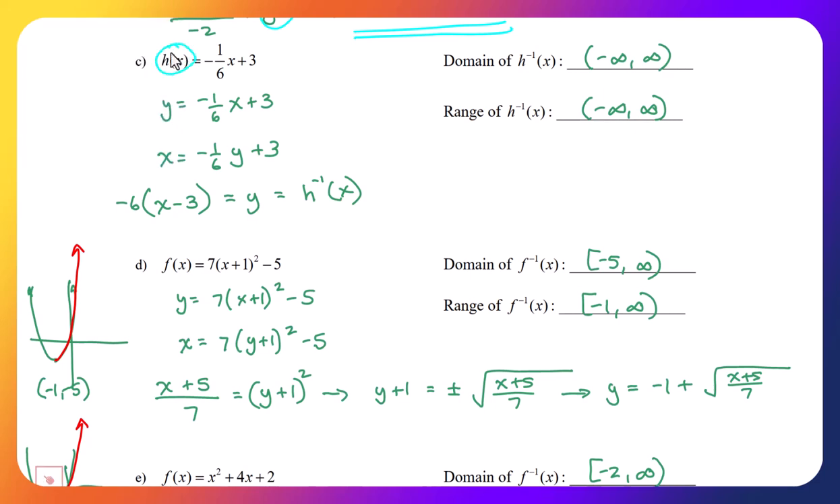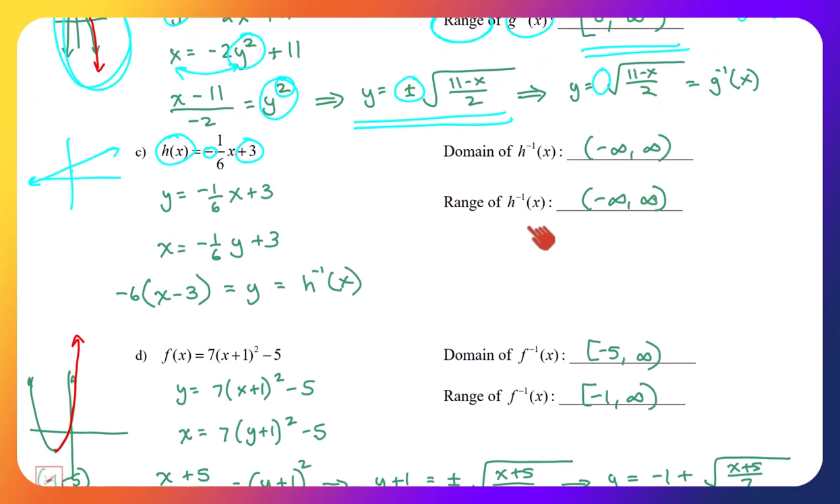This is a line with a negative slope and a y-intercept of 3. How about something like this? Replace, oh, by the way, did you notice, I forgot to mention this, that the new inverse function is not f inverse of x, but g inverse of g of x. We use a g here.